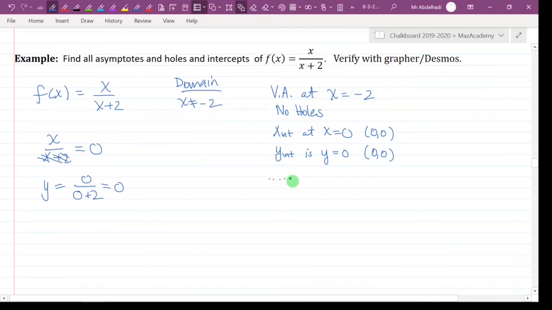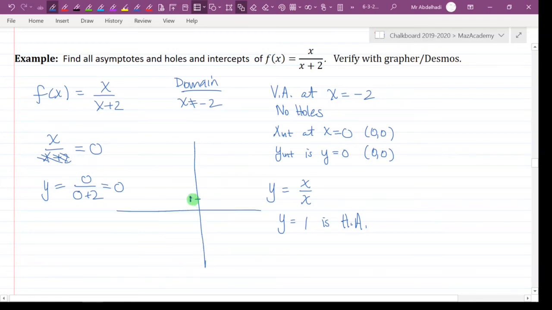So what you're supposed to do is take the highest power term on the top, which is x, and divide it by the highest power term on the bottom, which is also x. And x over itself is going to cancel out, and that gives you y equals 1. So you have a horizontal asymptote of y equals 1. Now with that information, you can draw a quick sketch.